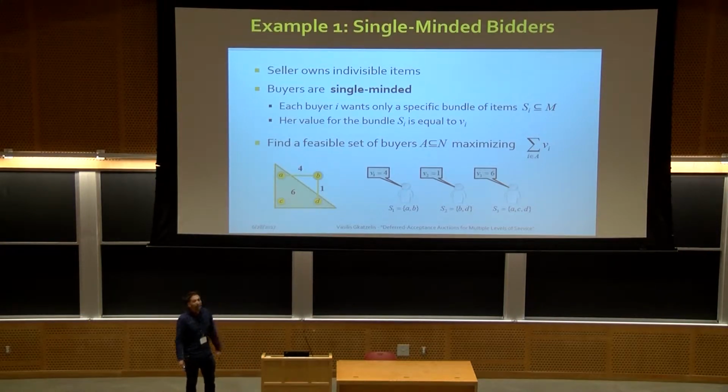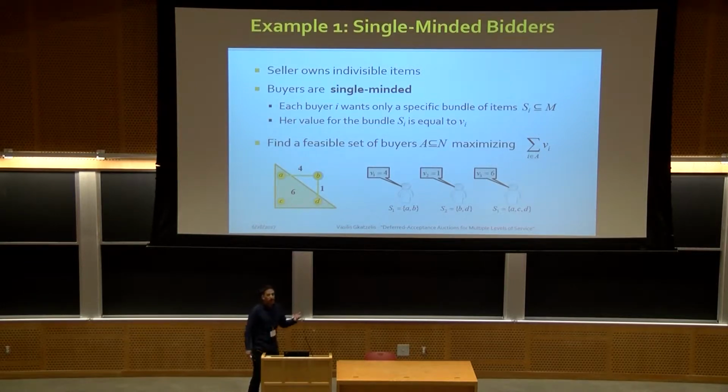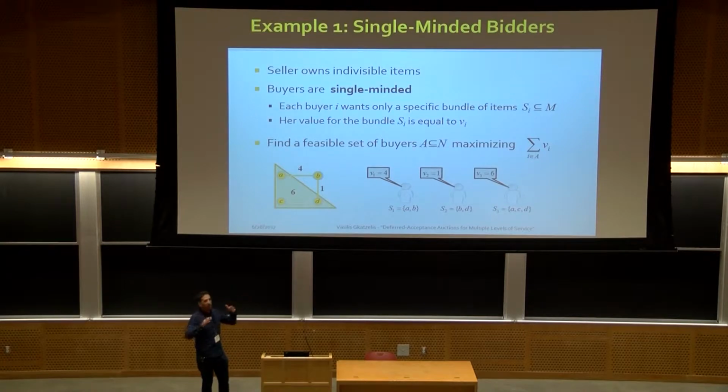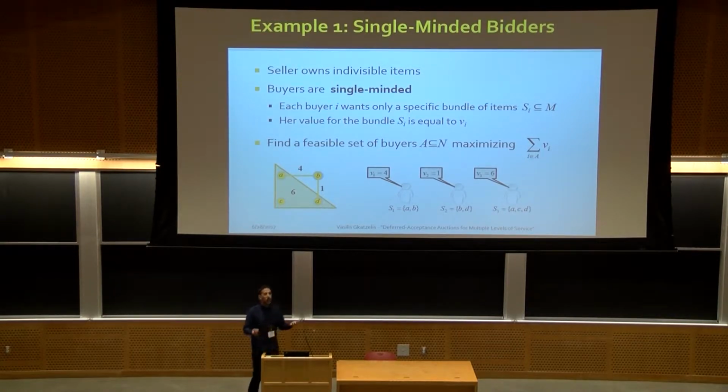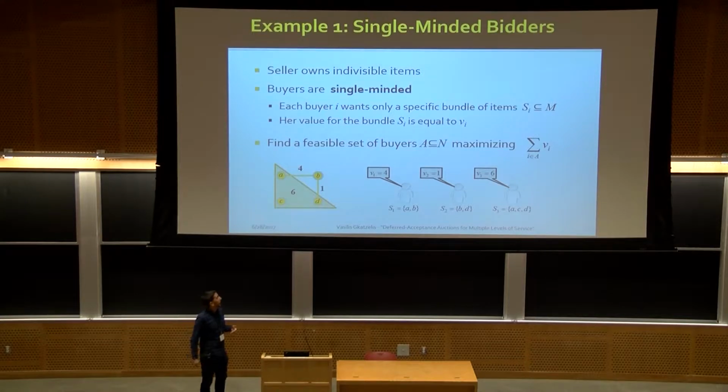Just to give you a couple of examples of these binary settings, one example is the single-minded bidders case in combinatorial auctions, where the seller has indivisible items, and each buyer is single-minded. They either want a specific bundle or nothing. In that case, you cannot allocate an item to more than one buyer, and therefore you have a constraint over what subsets of the buyers you can serve. Your goal is to find the subset to serve to maximize the sum of the values.